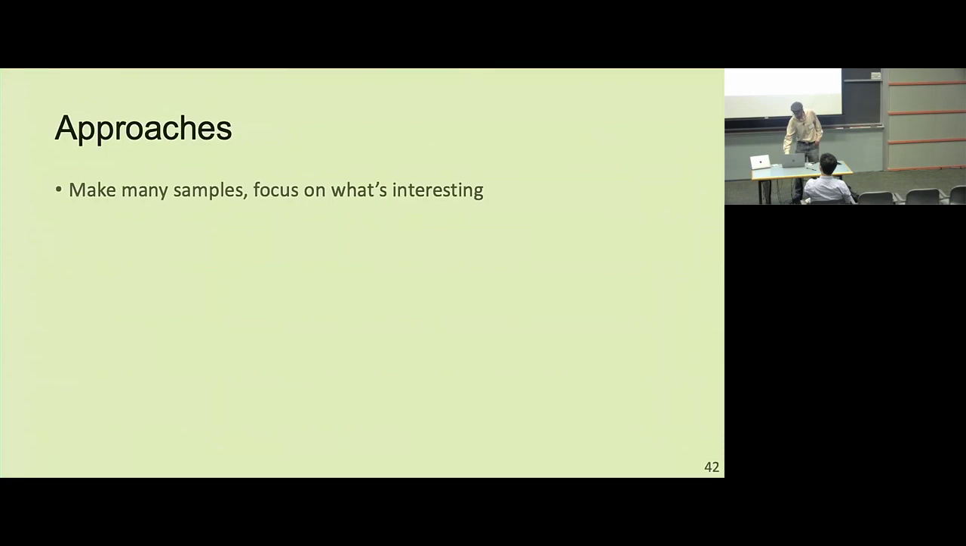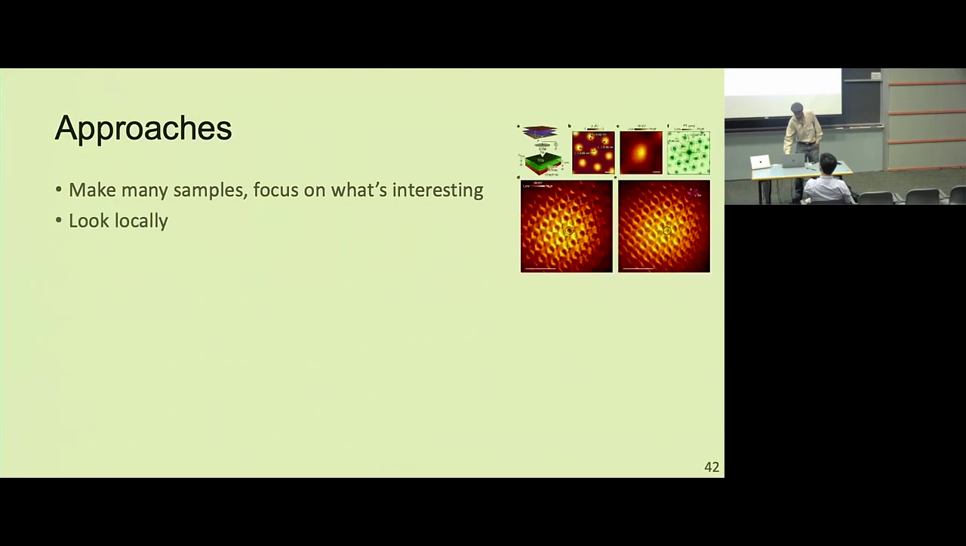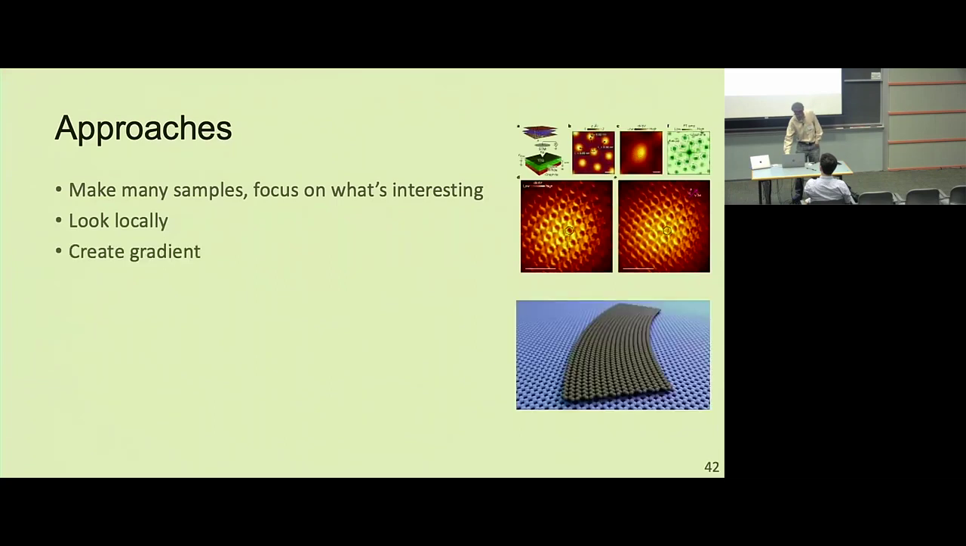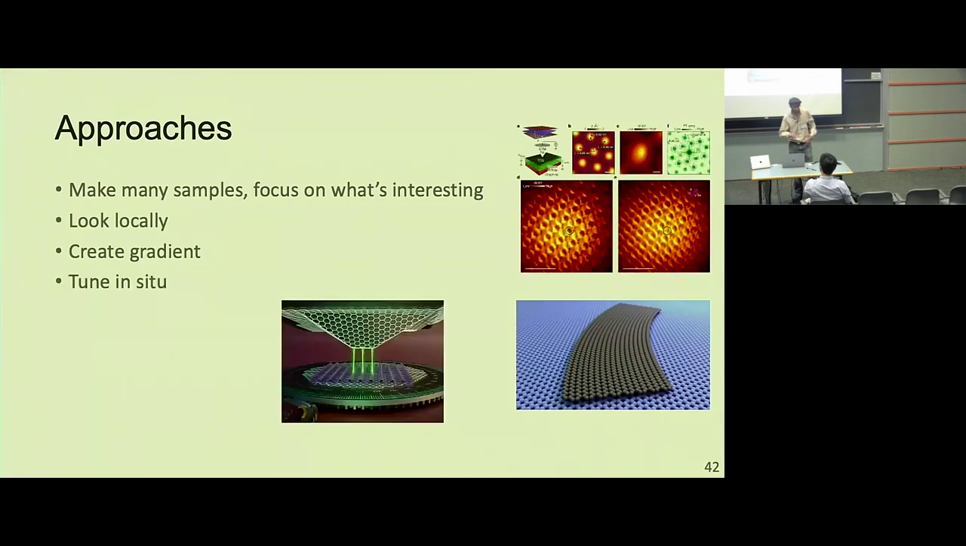So, general approaches to this sort of problem: you can do what 95% of the field has done, which is to make many samples and focus on what you find that's interesting, and that's been very fruitful. You can make the inhomogeneity into a virtue, use a scanning probe and look locally, and you find everything in one sample. You can intentionally create a gradient. This is showing a cartoon from work by Cory Dean's group, straining a ribbon. You can have an in situ tuning.